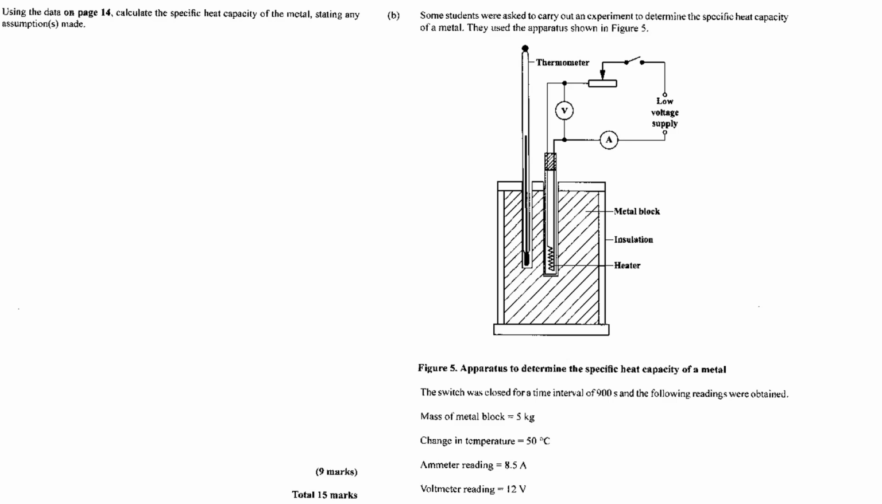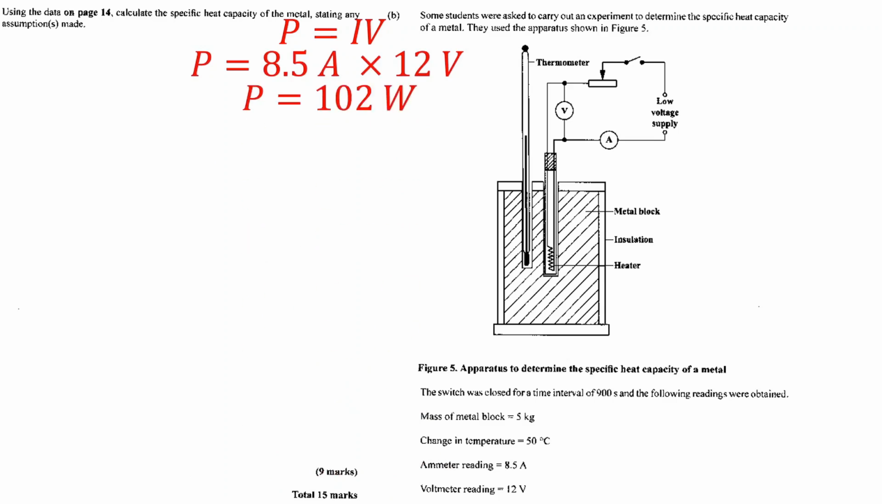So, first thing we need to do is to determine how much energy was used. And in order to do that, we have to first calculate what is the power of the low voltage supply. So power is equal to current times voltage, or P equals IV. The current was stated as 8.5 amperes and the voltage is 12 volts. So 8.5 amperes multiplied by 12 volts gives us that the power was 102 watts.